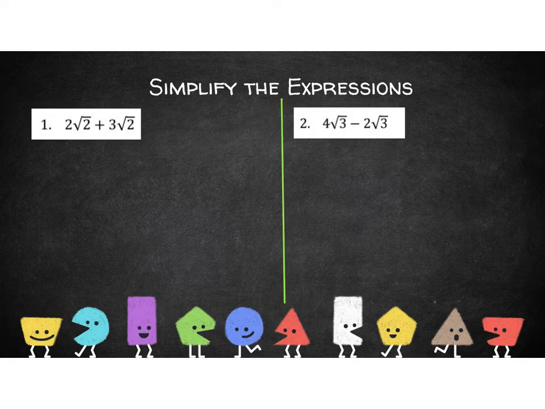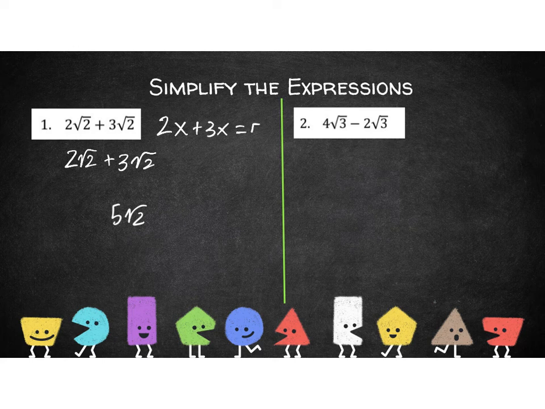This first one up here, 2 square root 2 plus 3 square root 2. Well, you can see that they both have square root 2 at the end, which are the same. So we can add them together. We just add the 2 and 3 together, which will give us 5 square root 2. You can kind of think of it like an x. Like if we had 2x plus 3x, that would give us 5x. As long as the term is the same, then they can be added together.